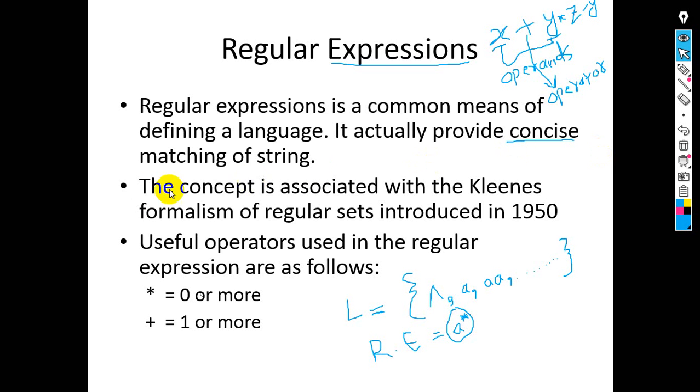Next, the concept is associated with the Kleene formalism of regular sets introduced in 1950.